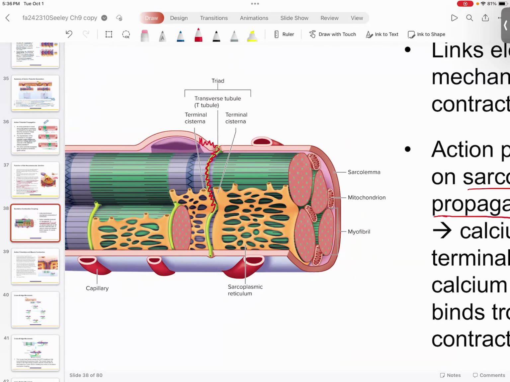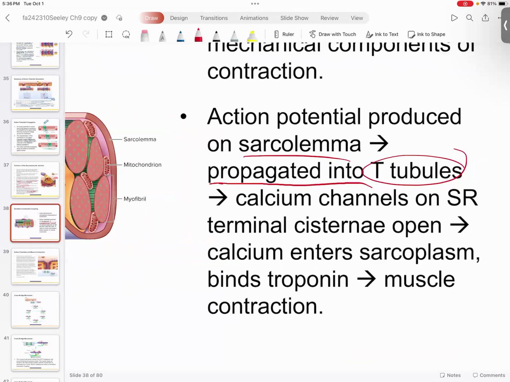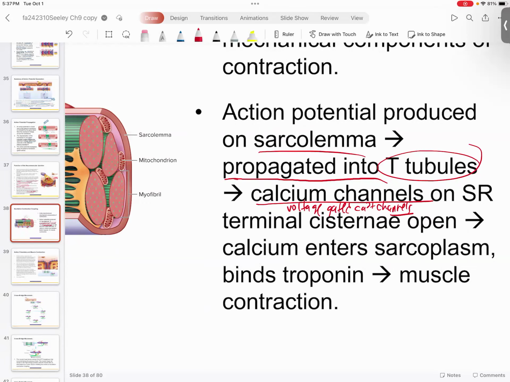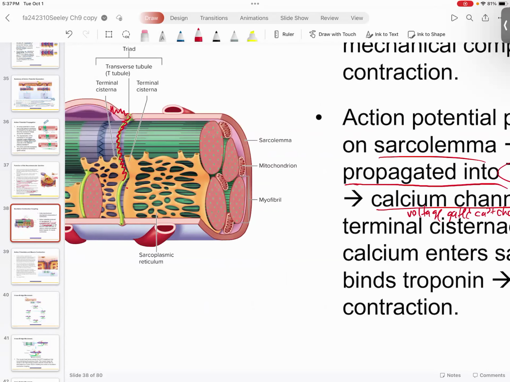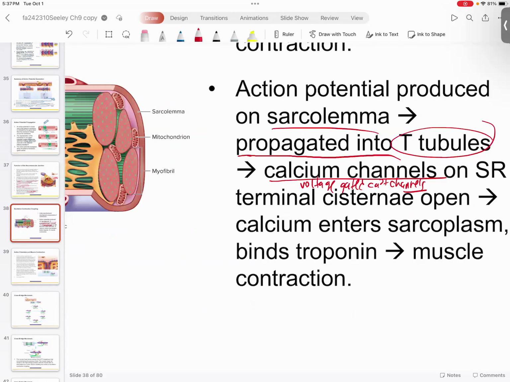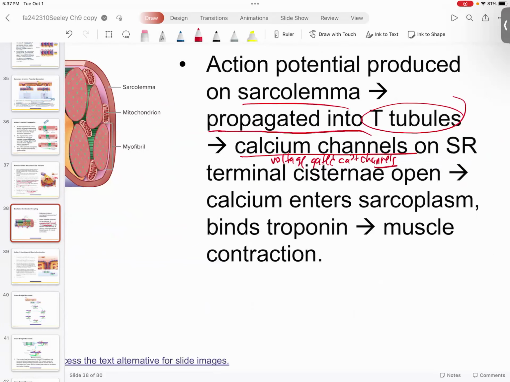As your action potential goes down into the T tubules, that action potential, which is a change in voltage, is going to trip calcium channels, not just calcium channels, but voltage gated calcium channels that are on the sarcoplasmic reticulum, the terminal cisterna. And so these guys are like right here. When they feel that voltage change coming through, they're going to open up and allow calcium to spill out of the sarcoplasmic reticulum and enter into the sarcoplasm, which is the cytoplasm of the muscle fiber.